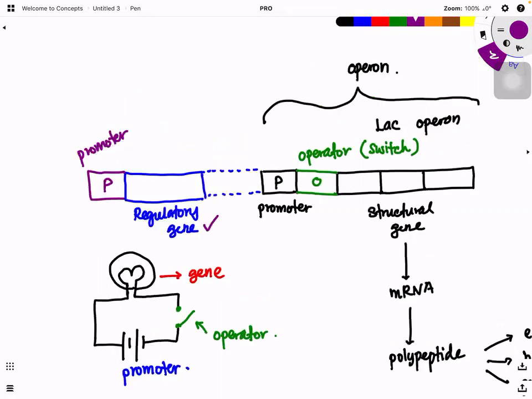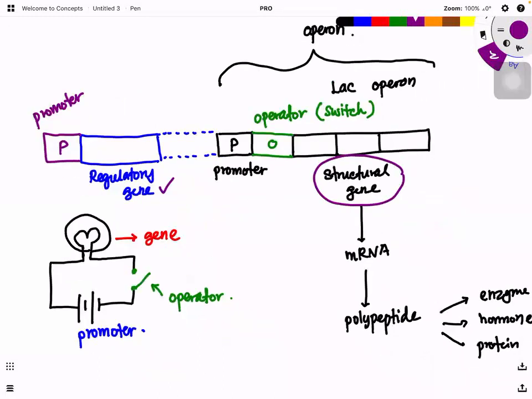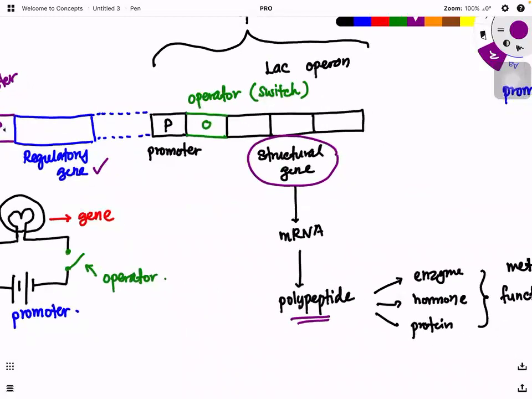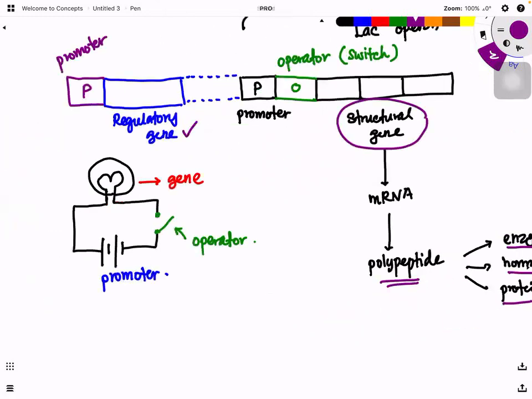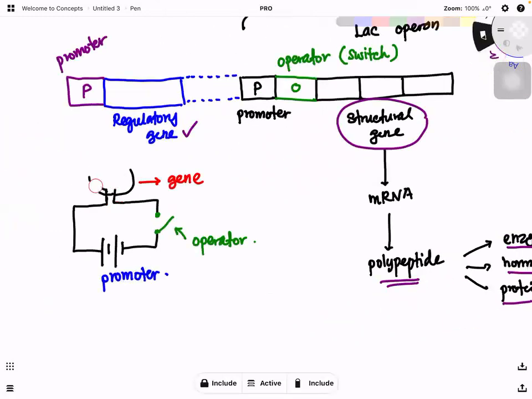Okay, so you compare just now one of the parts we need to compare, structural gene. Structural gene actually codes for the polypeptide. So this polypeptide can form enzyme, hormones, protein, which are involved in the cellular functions or metabolic functions. Okay, but how about this regulatory gene? Let me remove this one first.